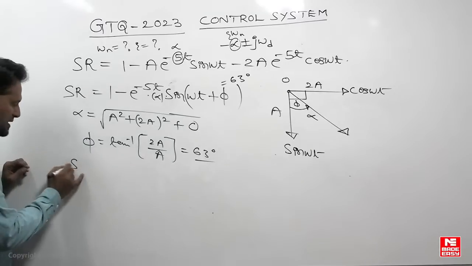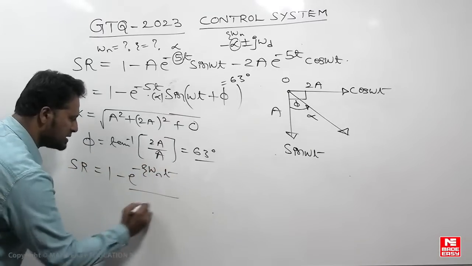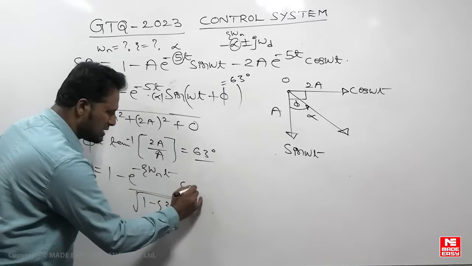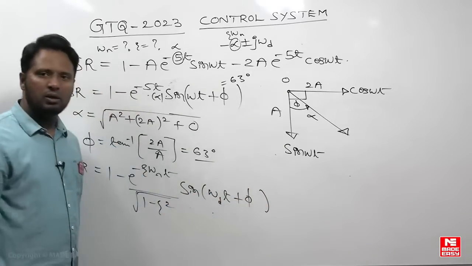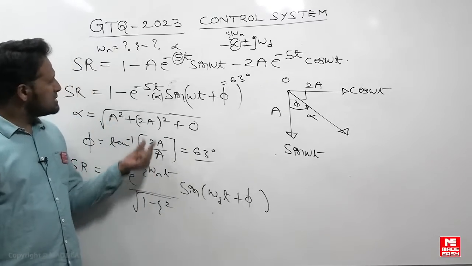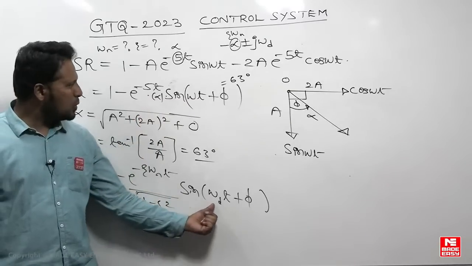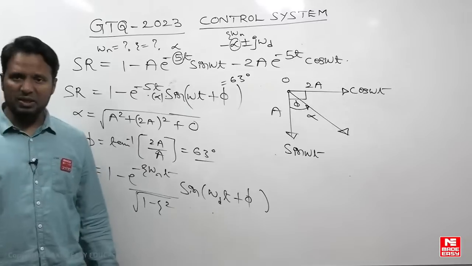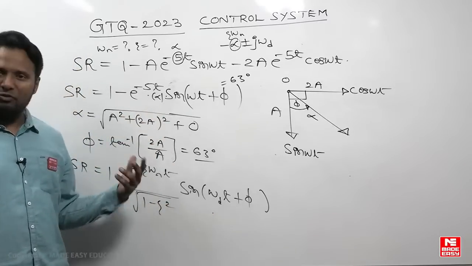Tell me what is the step response of a standard second order underdamped system. 1 minus e to the power minus zeta omega n t upon root 1 minus zeta square, sine omega d t plus phi, u of t. So upon comparison, we come to know that zeta omega n is 5, alpha will be 1 by root 1 minus zeta square, omega d is omega here and phi is 63 degree. That is all we learned. We do not know omega d or alpha, but phi we know.